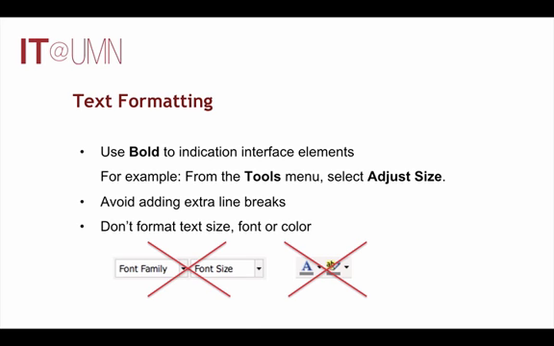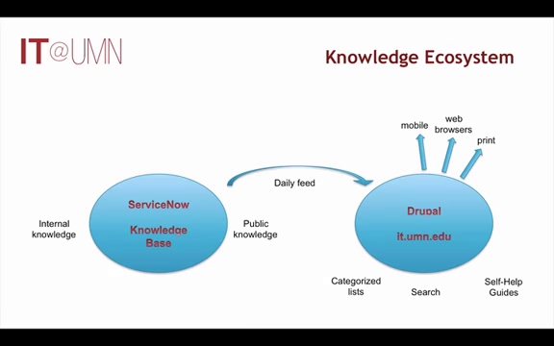Now, let's remind ourselves why the structure and format of our KB articles matter. And it goes back to our knowledge ecosystem. The public content in ServiceNow is intended to be delivered through multiple channels. Through the it.umn.edu website, it may be viewed by users who are using mobile devices or adaptive technology such as screen readers, and they may want to print the content. For all these reasons, the structure of the content matters. And even for internal knowledge, a well-structured article is more easily scanned and usable.